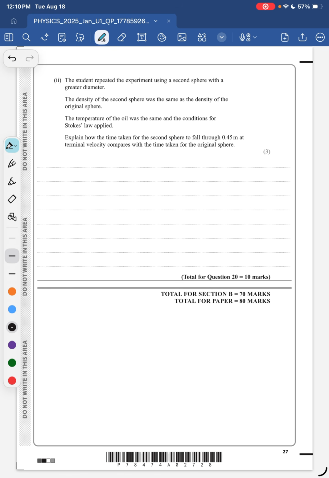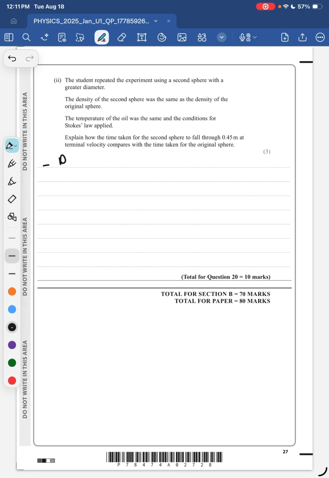Okay, part 2. The student repeated the experiment using a second sphere with a greater diameter. The density of the second sphere was the same as the density of the original sphere. The temperature of the oil was the same, and the conditions for Stokes' law applied. Explain how the time taken for the second sphere to fall through 0.45 meters at terminal velocity compares with the time taken for the original sphere.